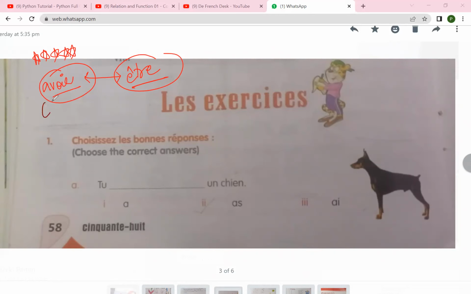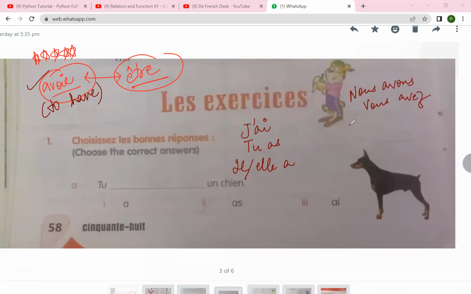So what does avoir mean? It means to have. So whenever I want to say I have, you have, or she has, he has, we have, you have, they have, I'll be using the verb avoir. Okay. So j'ai, tu as, elle a, nous avons, vous avez, and then il, elle, plural, on. Okay, so this is how we conjugate avoir.